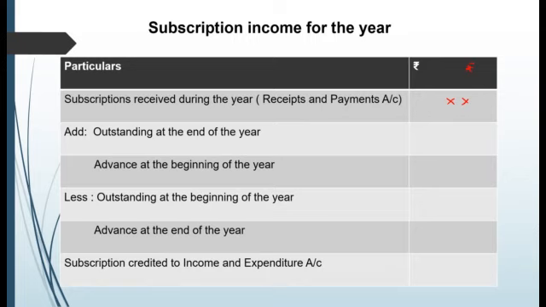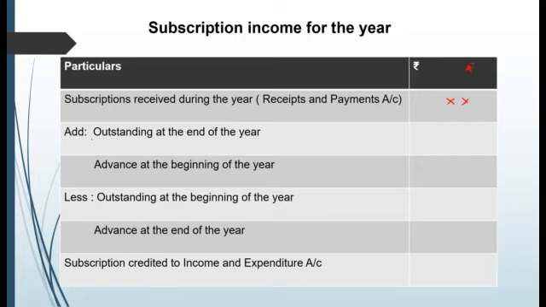As on 31st March of the year, still the members have not paid the subscription which they had to pay for the current year. Then that outstanding, although it has not been received, is still the income of the year and has to be included. It has not come in this receipt amount, but still it is income. We have to include it, so we add it.